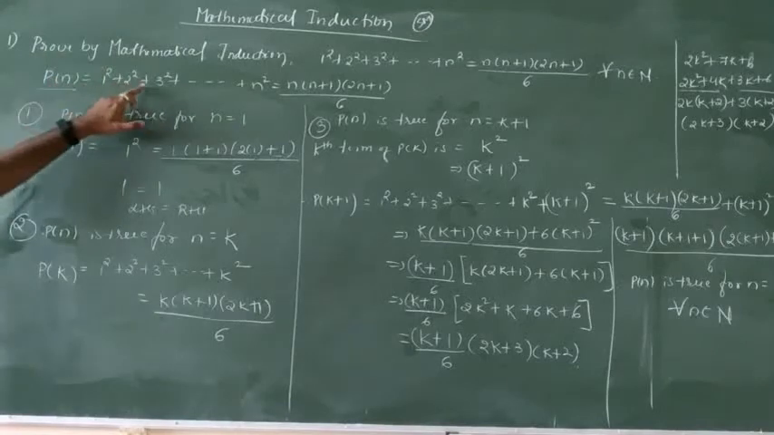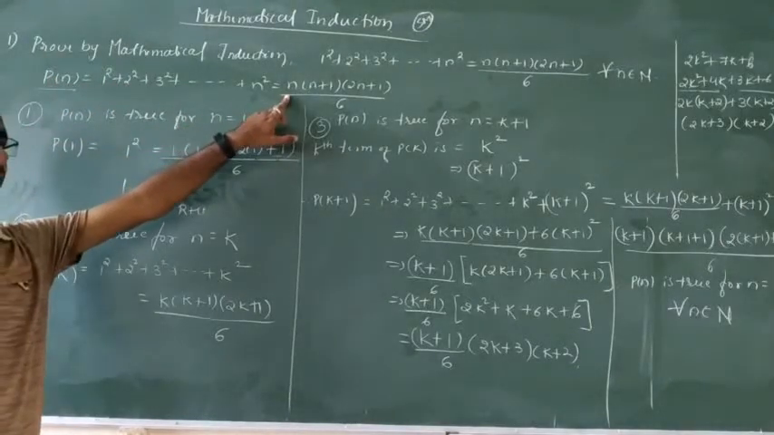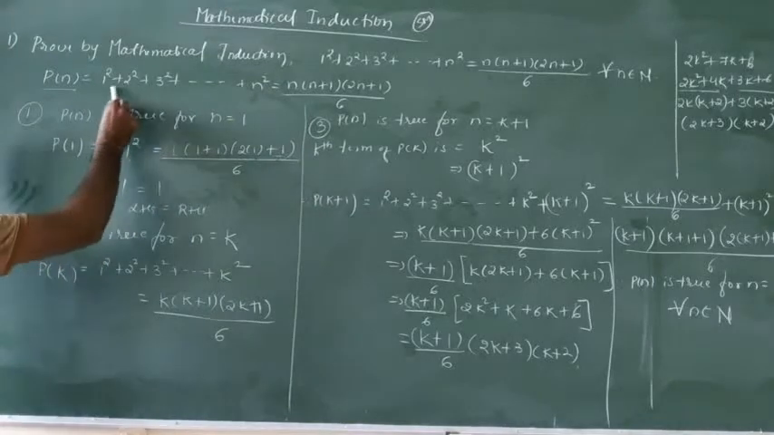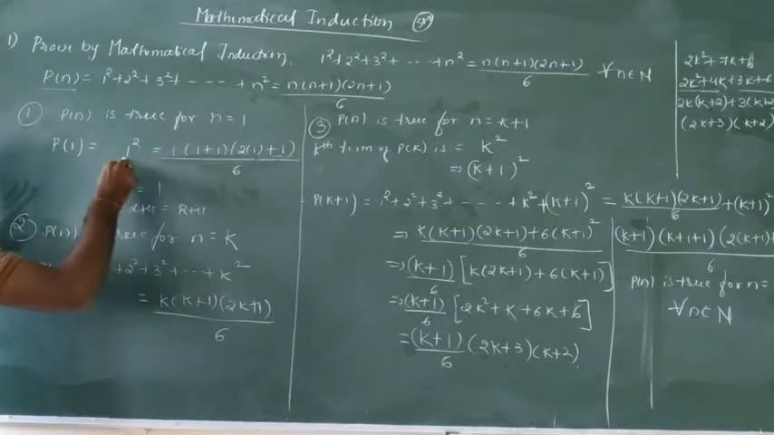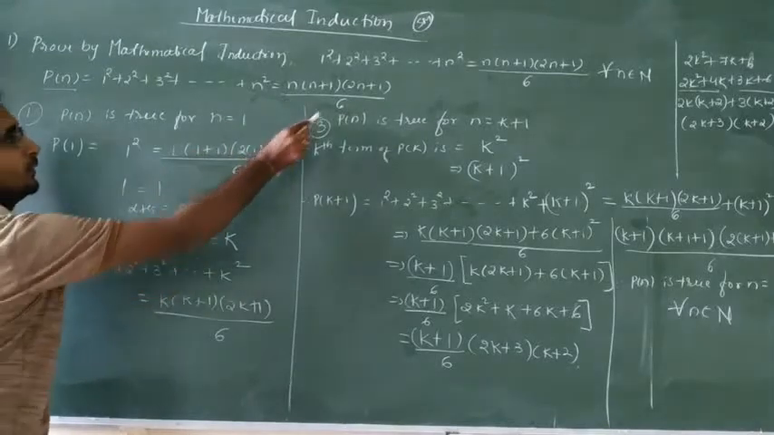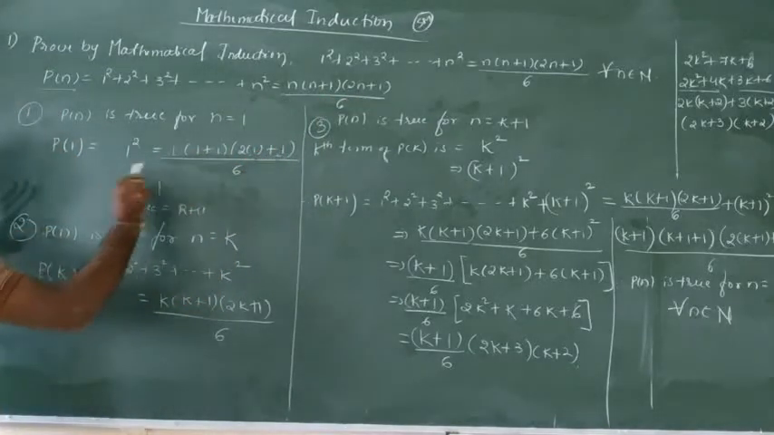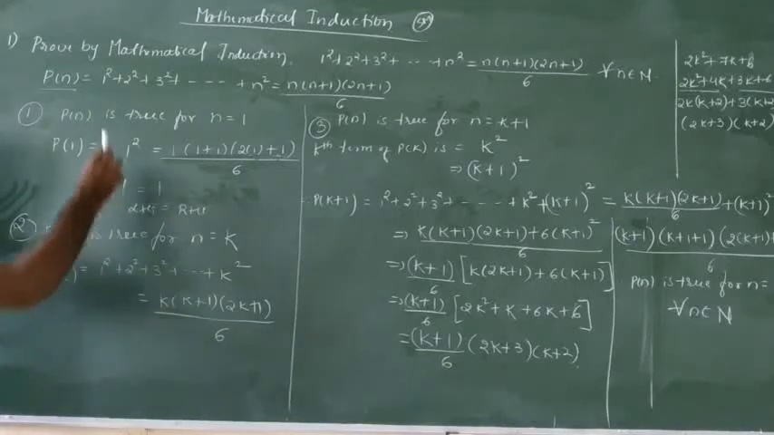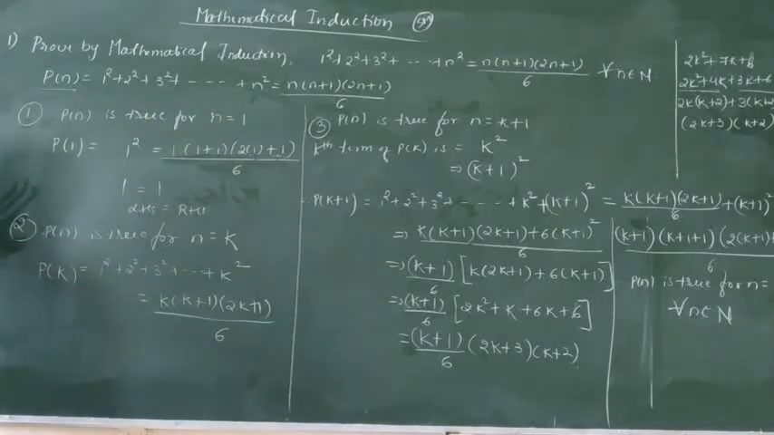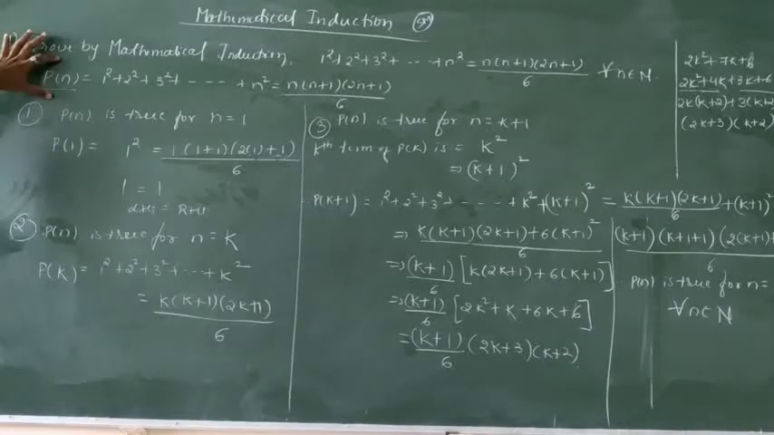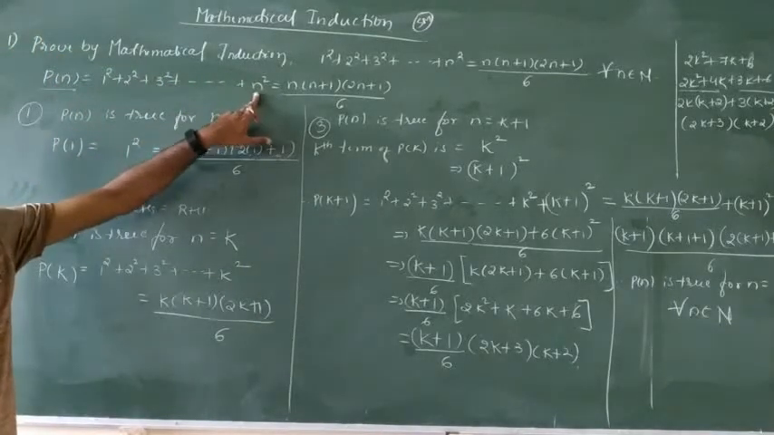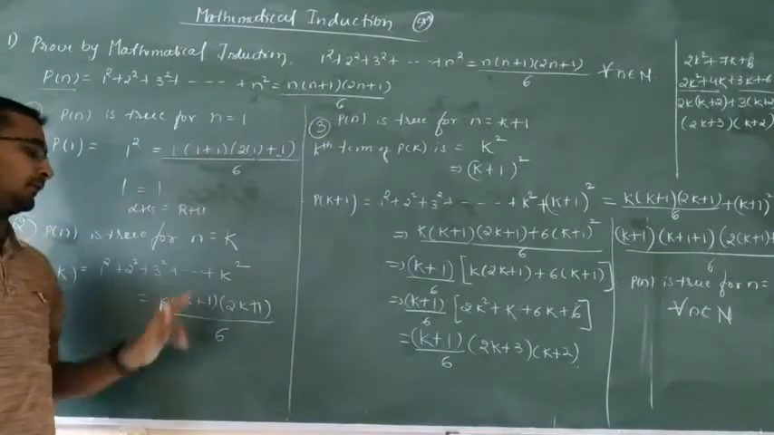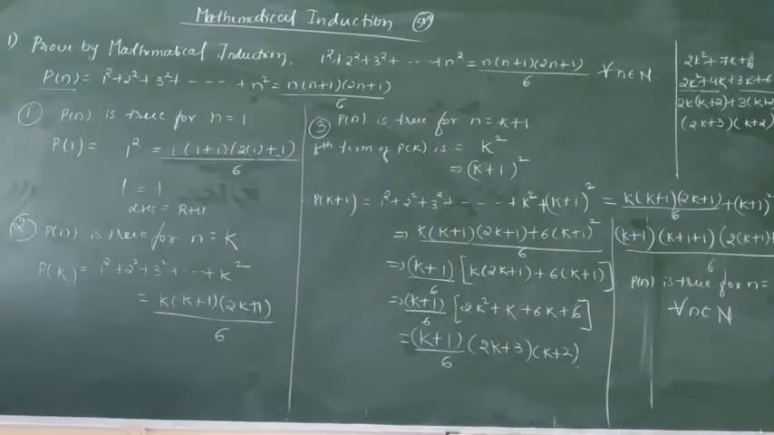For n is equal to 1, wherever n is there, you should substitute 1. So in the nth term, that is 1 square, that is 1, the LHS you get is 1. Next step, P(n) is true for n is equal to k. Wherever n is there in this statement, you should substitute k in every part. Then you get P(k) is equal to 1 square plus 2 square plus 3 square plus up to k square, and RHS is k into k plus 1 into 2k plus 1 divided by 6.